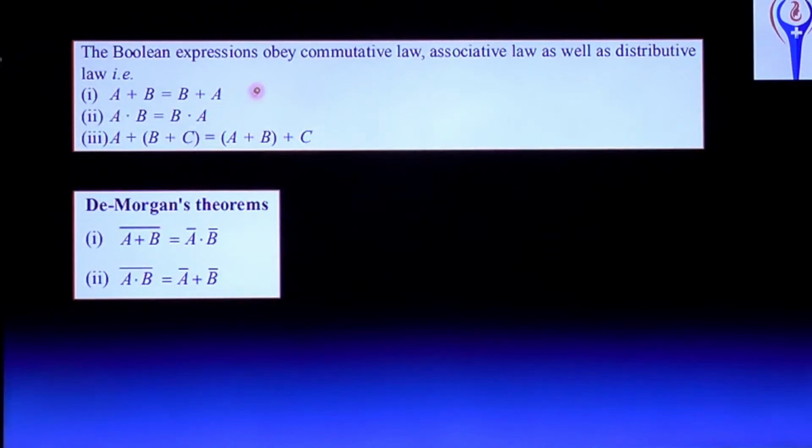And Boolean expressions obey the commutative law, associative law as well as the distributive law. A OR with B equal to B OR with A, or A AND with B equal to B AND with A, and A OR with B or with C is equal to A OR with B or with C. De Morgan's theorem: A OR with B whole complement equal to A complement and B complement. That is, A plus B whole complement equals A complement times B complement. And A product B whole complement equal to A complement plus B complement. This is De Morgan's theorem.